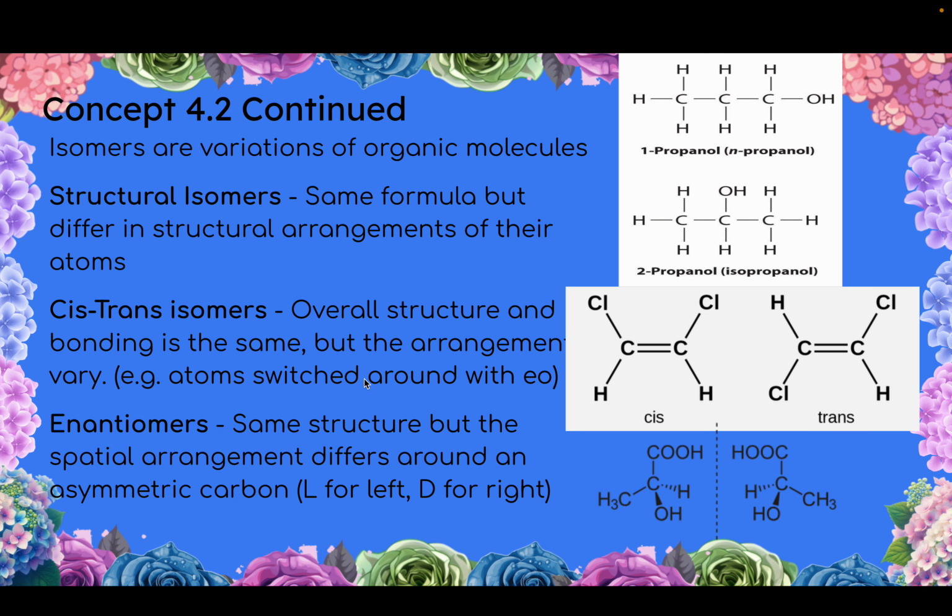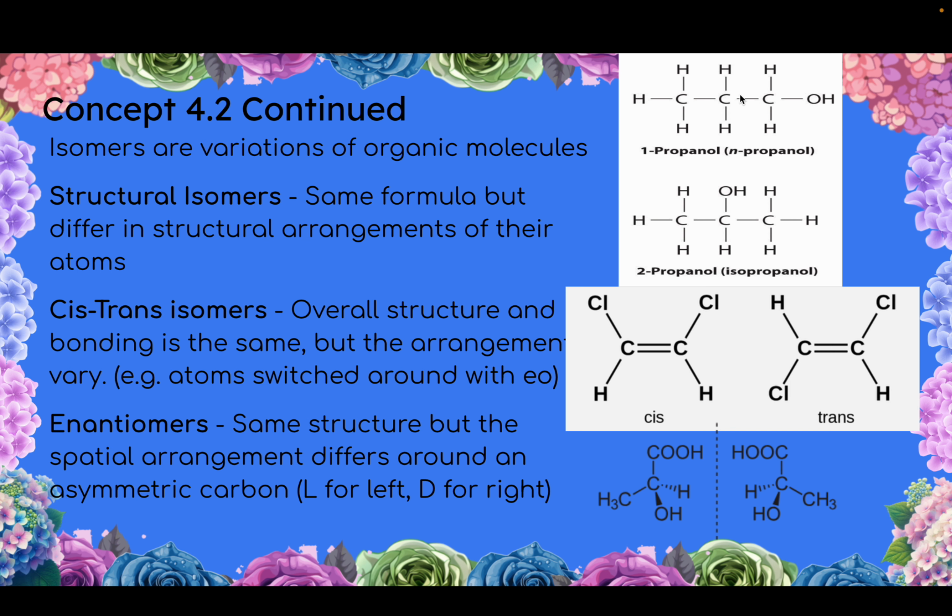Okay, so another thing about organic molecules is that they can have isomers. Isomers are just variations of organic molecules. There are three types of isomers. The first one is structural isomers, which have the same formula but differ in their structural arrangements. This top image is an example of that.